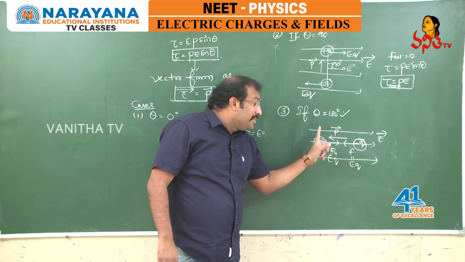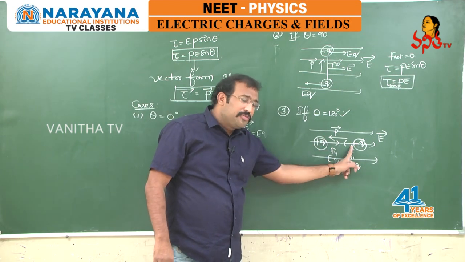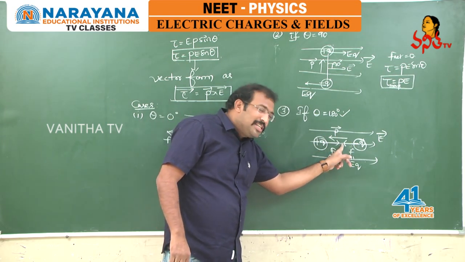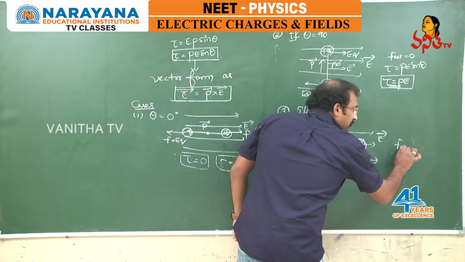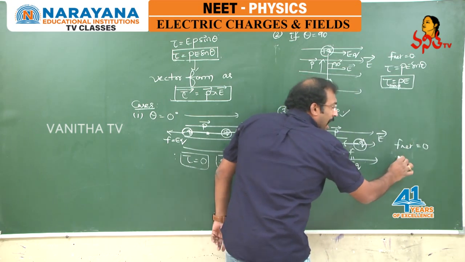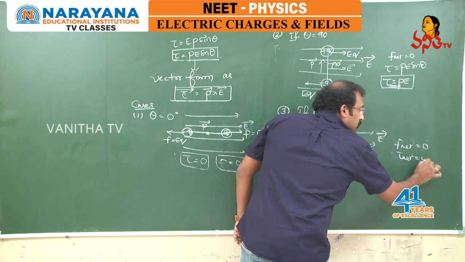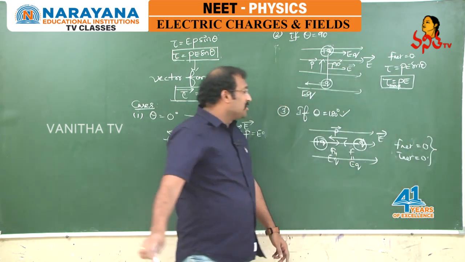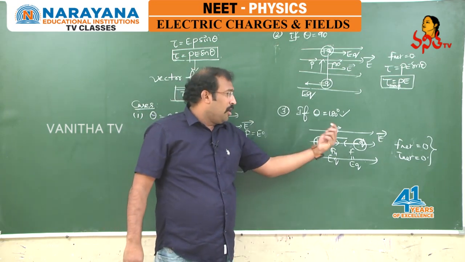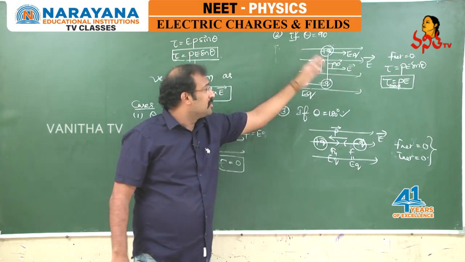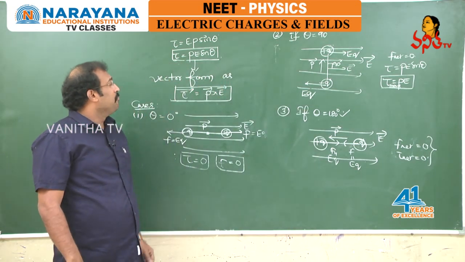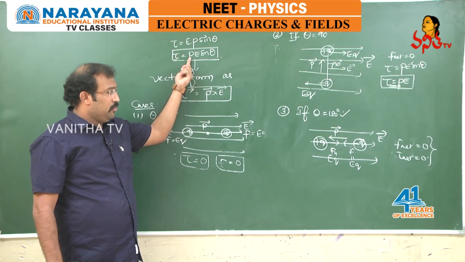As well, the lines of action of these two forces are passing through the center of the dipole. They cannot produce any torque. So therefore, F net on the dipole is equal to 0. As well, tau net is also 0. So this is the case when the dipole is opposite to the direction of the field. These are the three cases where we can discuss the torque acting on the dipole.